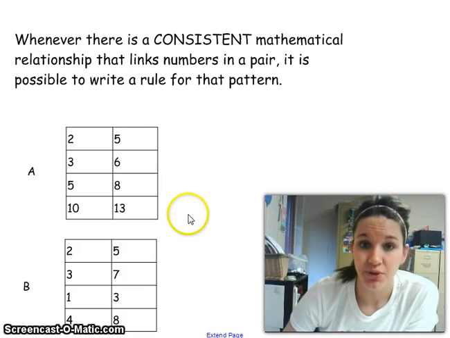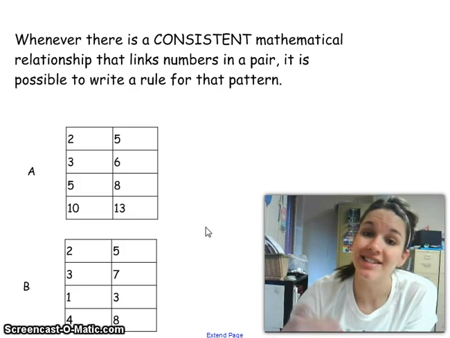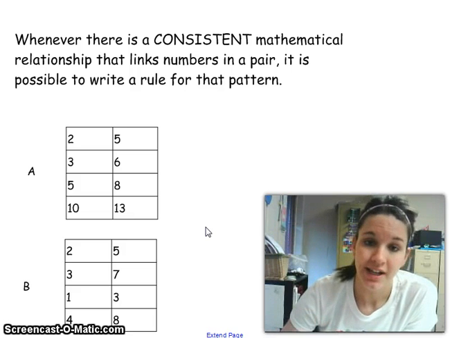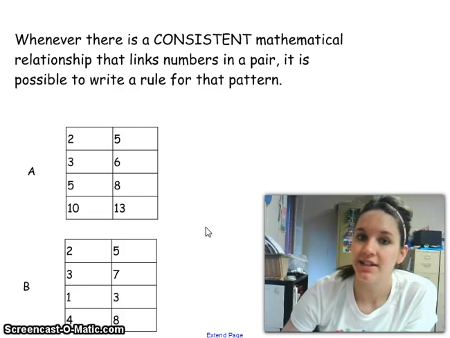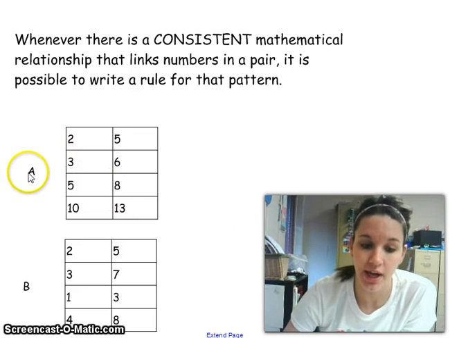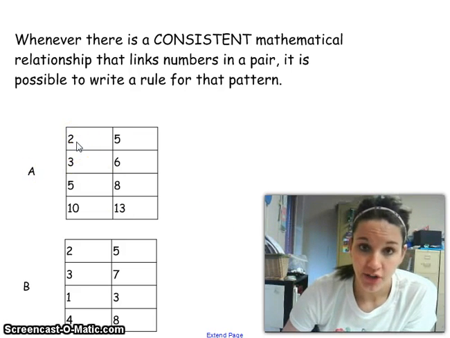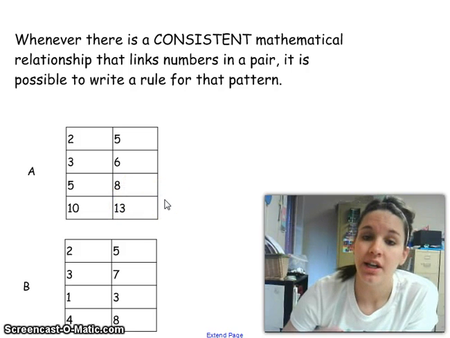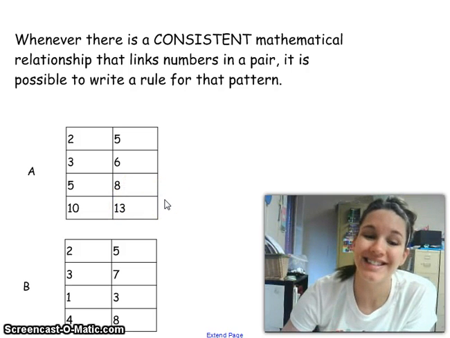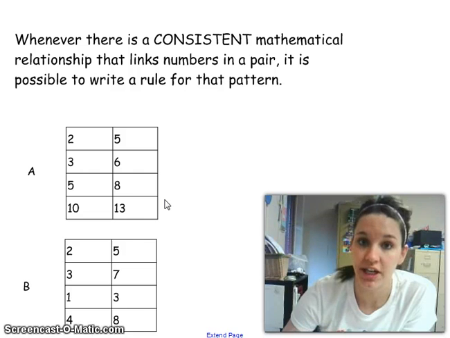So I have two tables here, and we're going to take a look at them and find which one of these has a consistent relationship, something that works every time that we can be sure of, and something that is not consistent that we can't really count on. So let's look at table A. On the left, I have 2, 3, 5, and 10. And on the right, I have 5, 6, 8, and 13. So now what I need to do is I need to look for a consistent mathematical relationship.